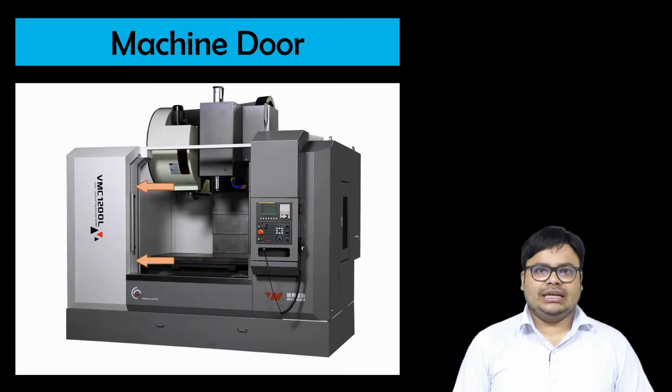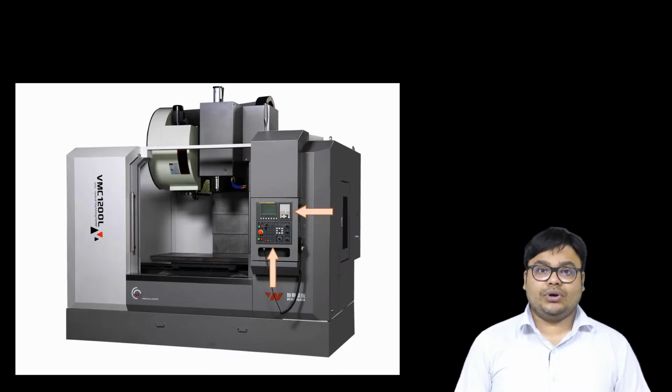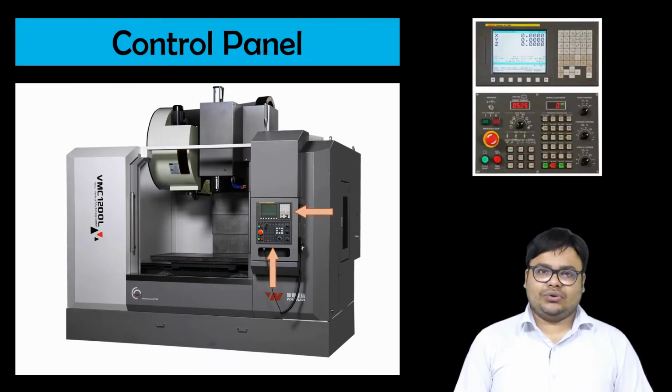Then moving on to the next one, the most important part of the CNC machine, that is the controller. This is the control unit, and from here the entire motion of the CNC machine, the entire control of the machine, is done. That's why it is known as the control panel of the machine.